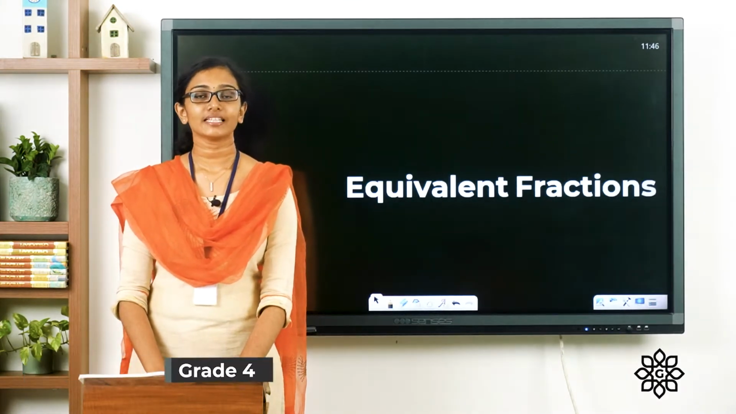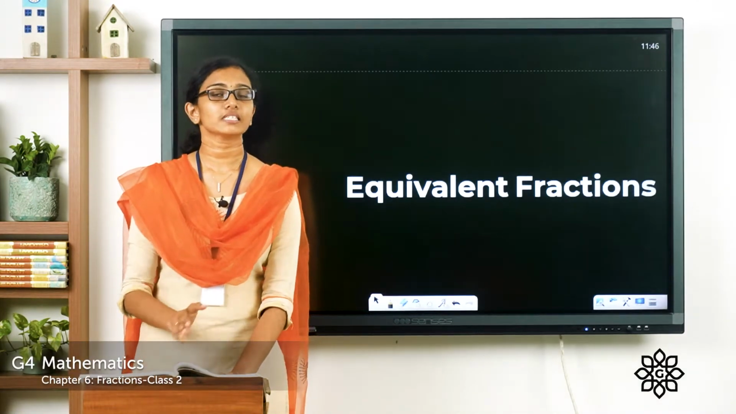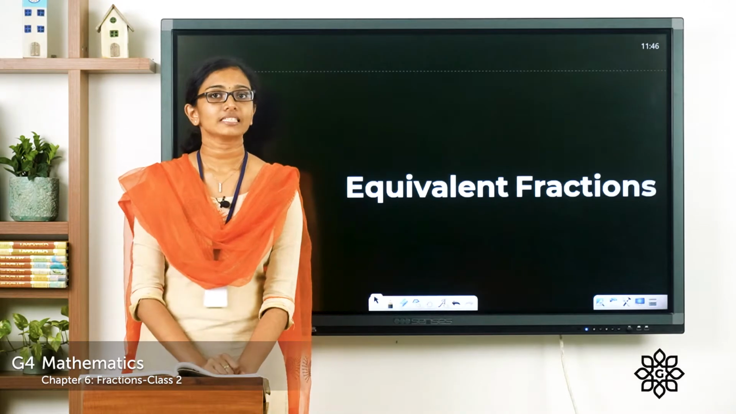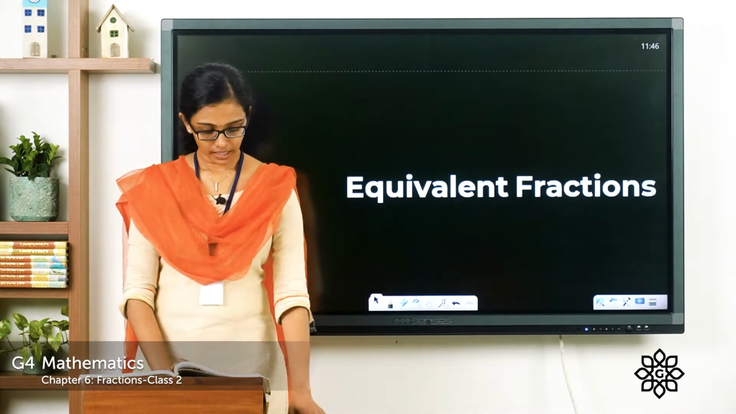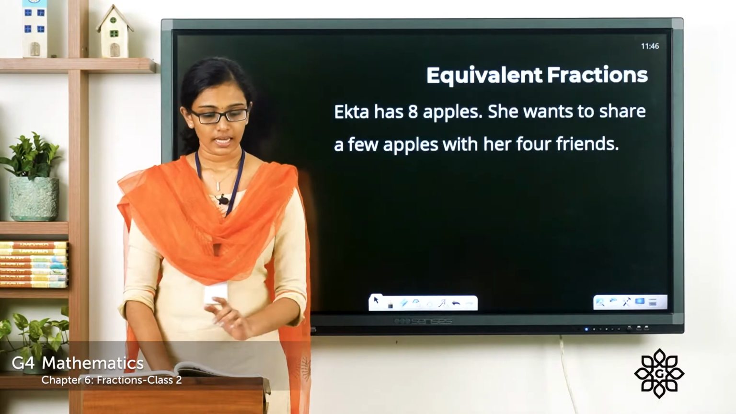So today let's learn about equivalent fractions. You might have learned this in your lower classes. Let's see an example. In page number 82 of your textbook, you can read out this question.